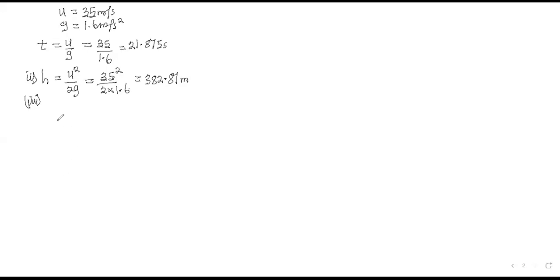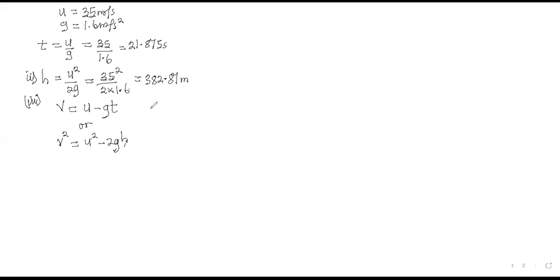So using v is equal to u minus gt, we can calculate for this, or using v squared equals u squared minus 2gh, we can also calculate for this.